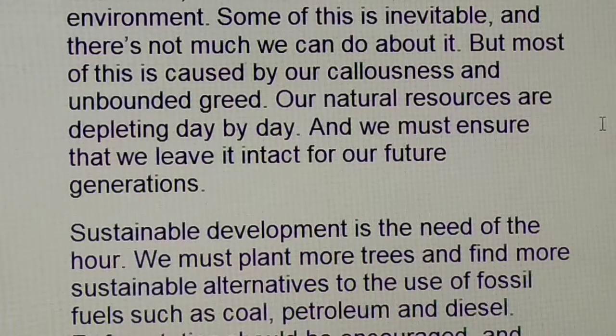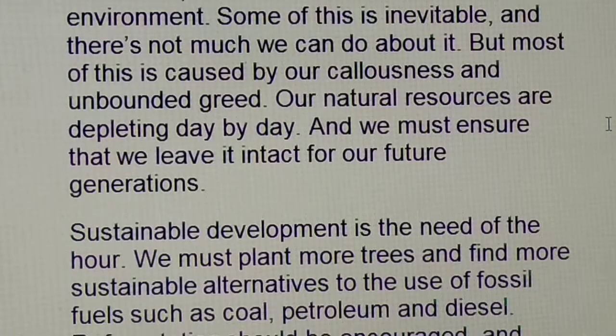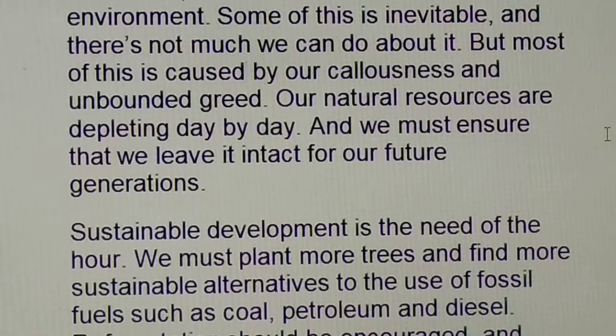But most of this is caused by our carelessness and unbounded greed. See, man cuts trees for various purposes, construction of houses, then furniture. So man is greedy. Our natural resources are depleting, reducing, decreasing day by day.